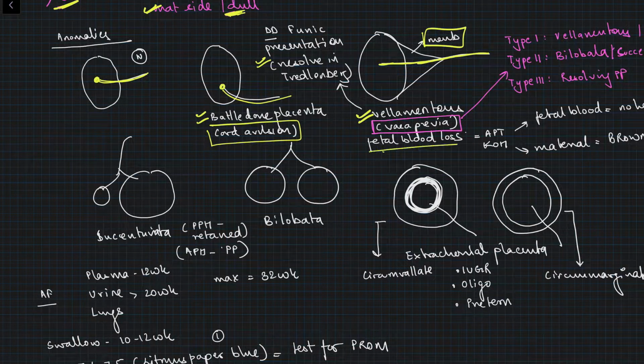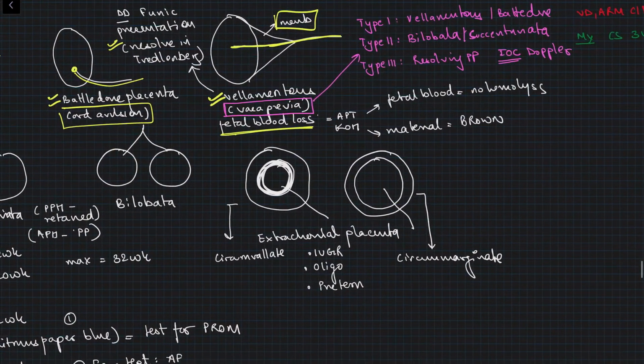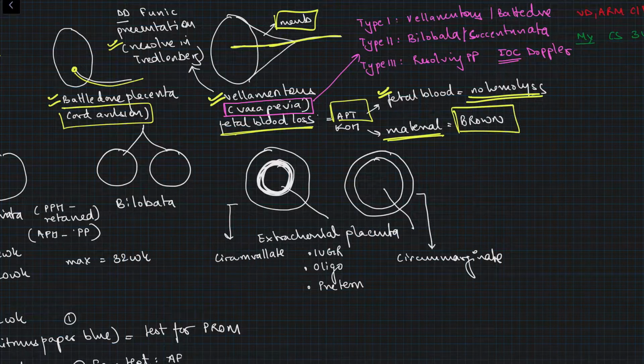All right. So, what is vasa previa? Vasa previa is the loss of fetal blood through the maternal vagina. And how do we differentiate between maternal and fetal blood? Is by APT or Kleihauer-Betke test, right? Fetal blood has HbF, hence there will be no hemolysis, while maternal blood will undergo hemolysis, and the color of the reagent will change to brown.